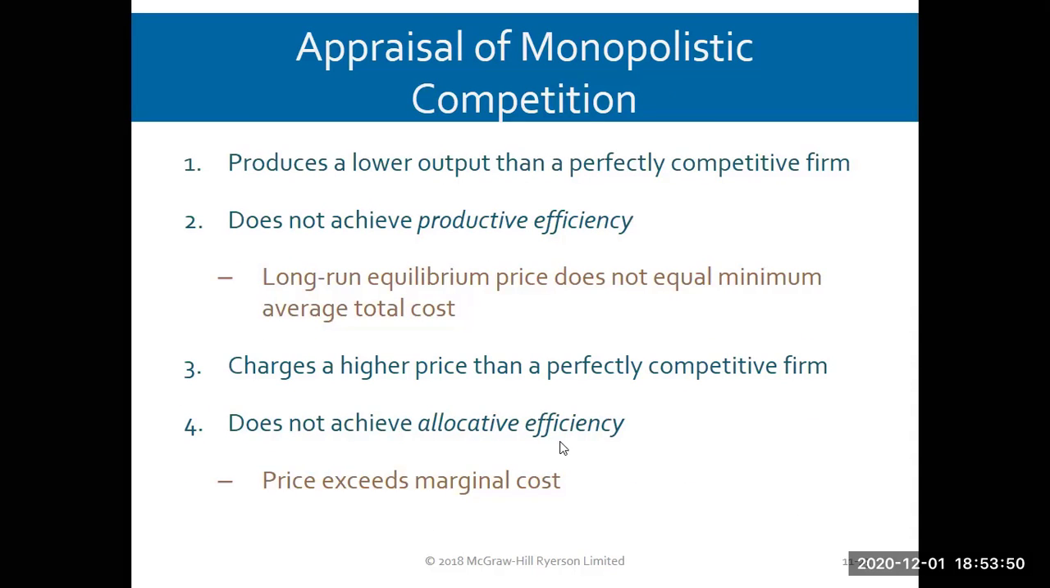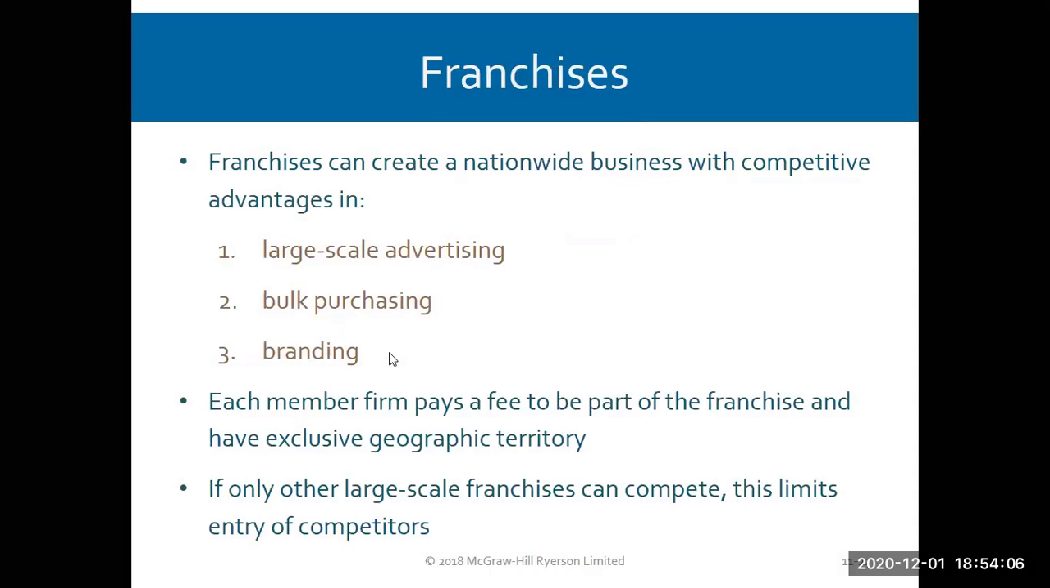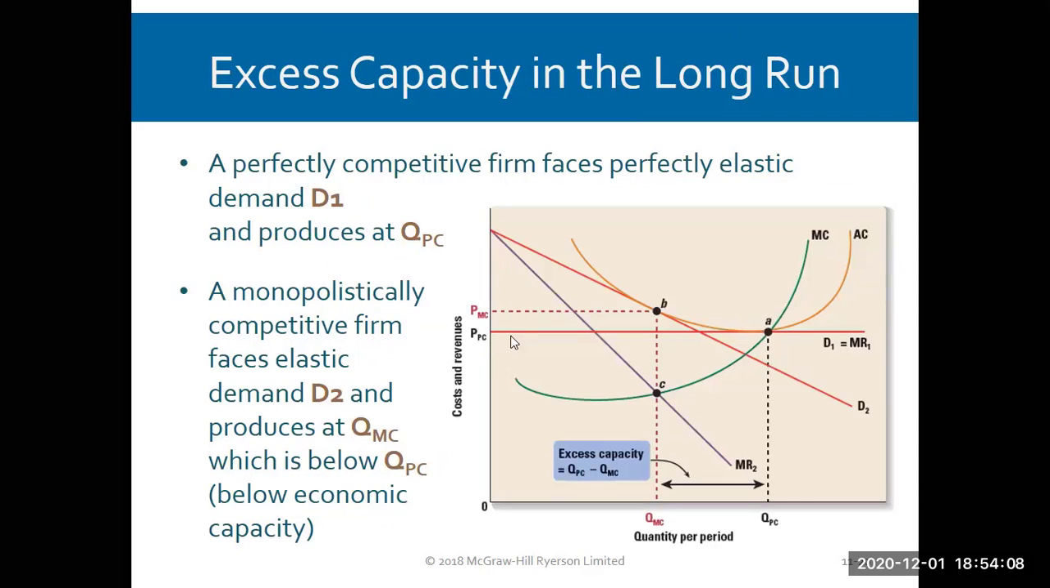We'll come back and look at the fourth point. It does not achieve allocative efficiency. Monopolistic competition does not achieve allocative efficiency. And allocative efficiency is where price equals marginal cost. That's the perfect competitive long-run solution. So let's take a look at our graph here and see if that's true. Here's where price equals marginal cost in the long run for perfect competition, perfect.